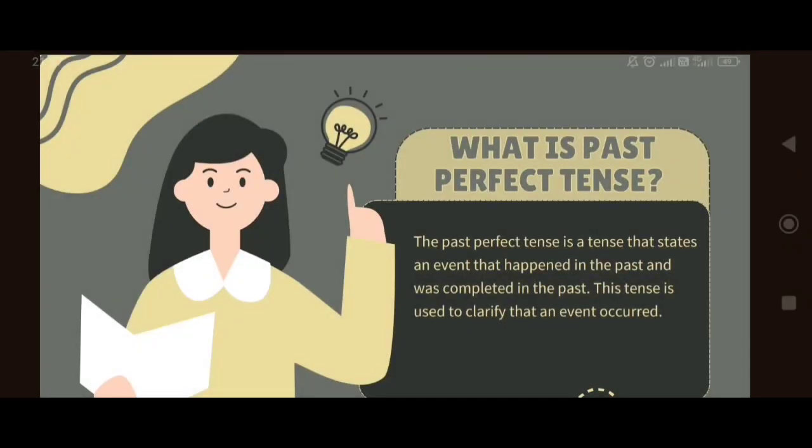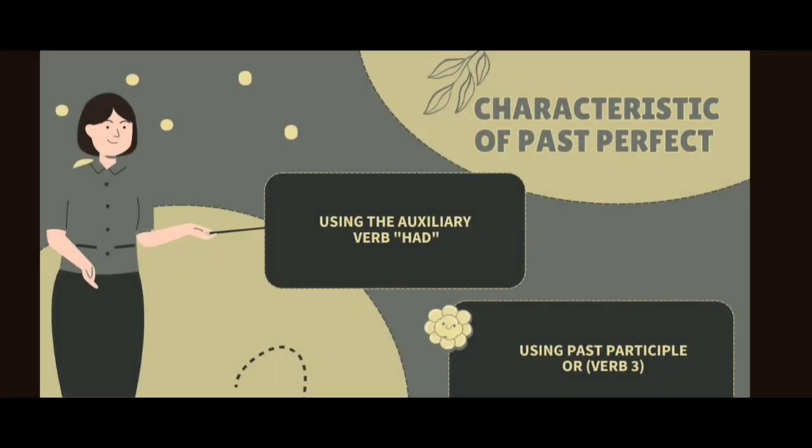Past perfect tense. What is past perfect tense? Past perfect tense is a tense that states an event that happened in the past and was completed in the past. This tense is used to clarify that an event occurred. Characteristic of past perfect: using the auxiliary verb had, using past participle or verb 3.